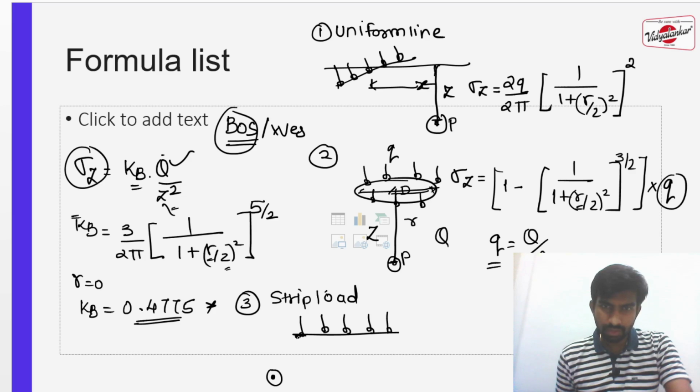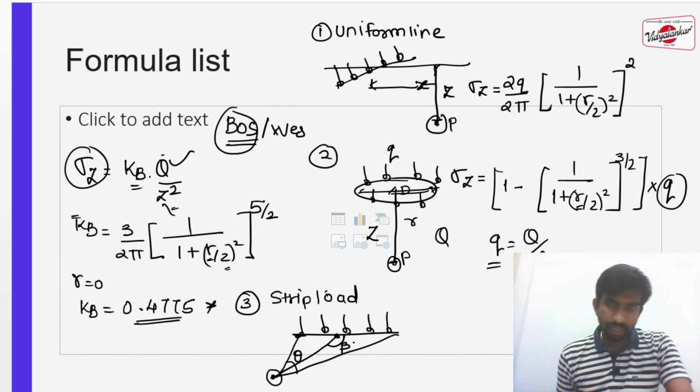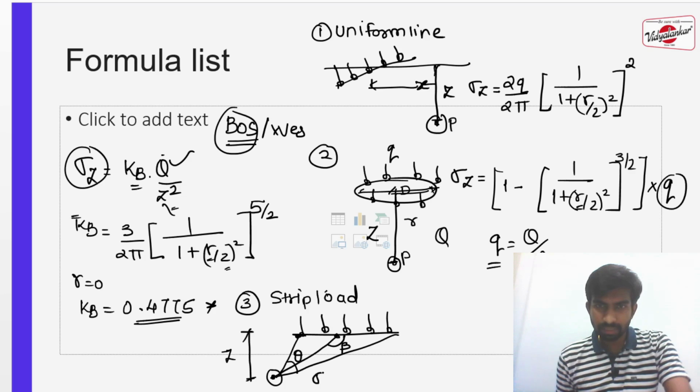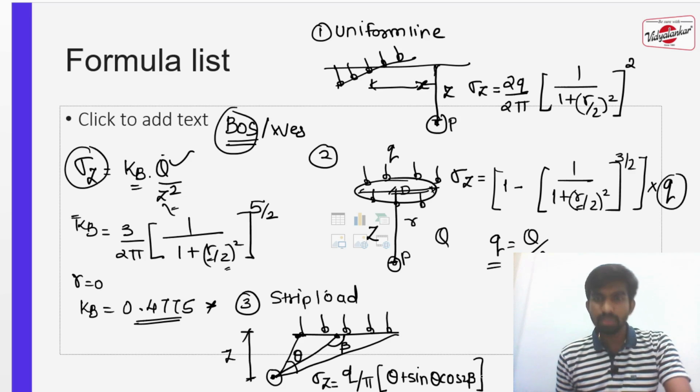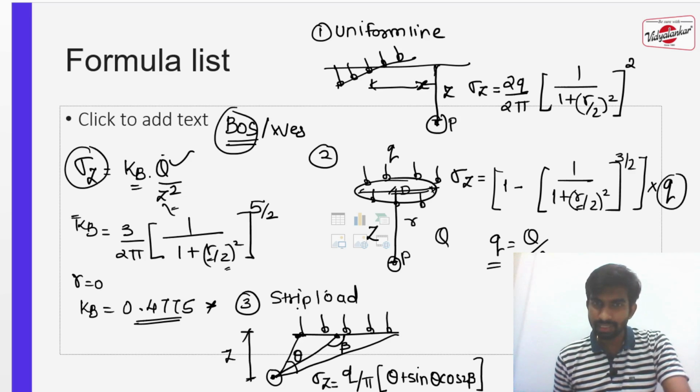You have to join both corner points and the center point. The angle made by this is denoted as theta. The angle made by this one is considered as beta, and this is considered as the depth z. In such a condition, you have to find out the stress. So the formula will become sigma z is equal to q divided by pi in bracket theta plus sine theta into cos 2 beta. This formula will be used for finding out the vertical stress due to the strip load.